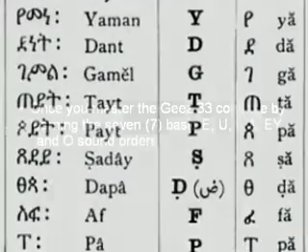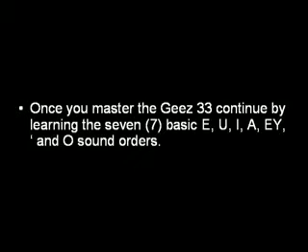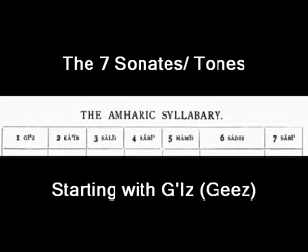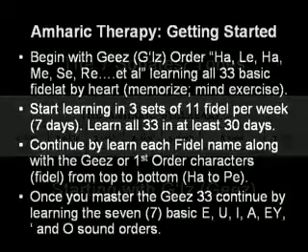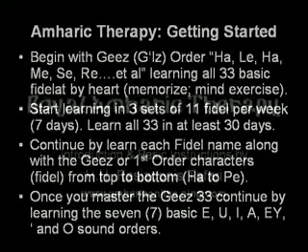Continue by learning the 7 basic vowel or sound orders, the E, U, E, A, E and the O, or the Gu'is is the first, and then the Ka'ib, and then the Shalis, and the Rabi'i, and then the Hams, and then the Sads, and then the Sab'i. You understand the 7 basic orders, but beginning with Gu'is from top to bottom.